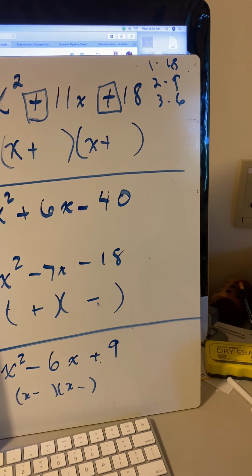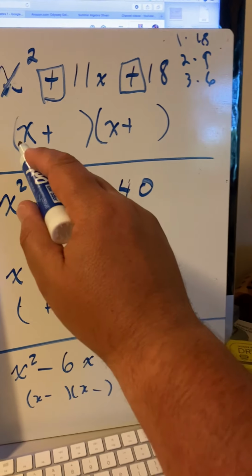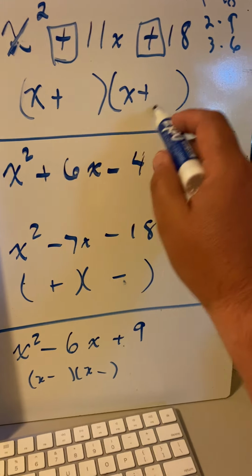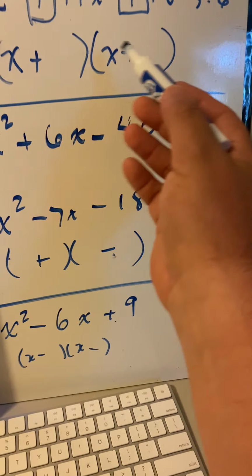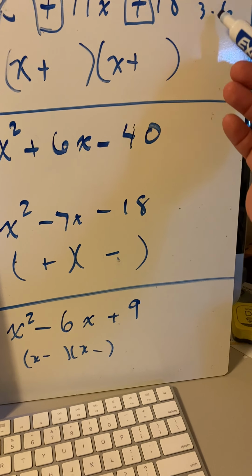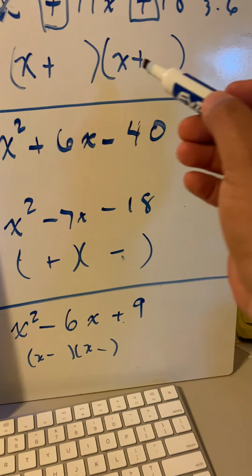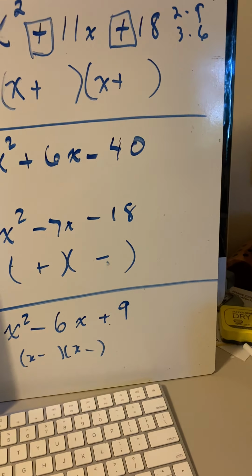Now you have to look at the OI, the outside, inside. These 2 numbers, x times this and this times x, if you add them together, because they're both positive, do any of these 2 numbers add up to 11? 1 plus 18 makes 19. No.